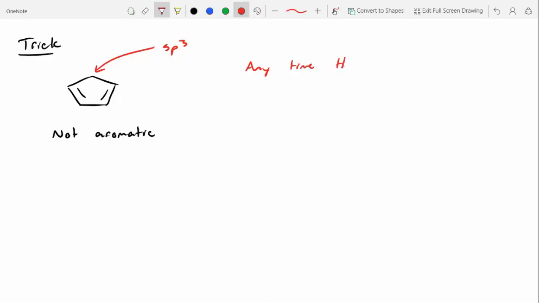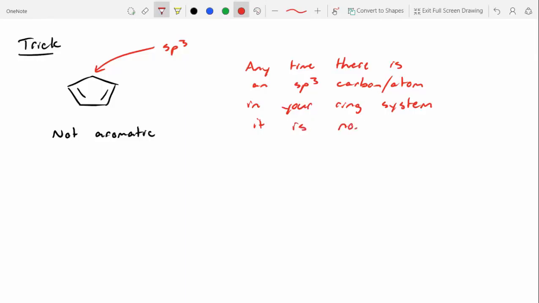Anytime there is an sp3 carbon or atom in your ring system, it is non-aromatic. Does that make sense? You can't delocalize through an sp3 lobe. Make sense? All right. Now we get into more complicated systems.